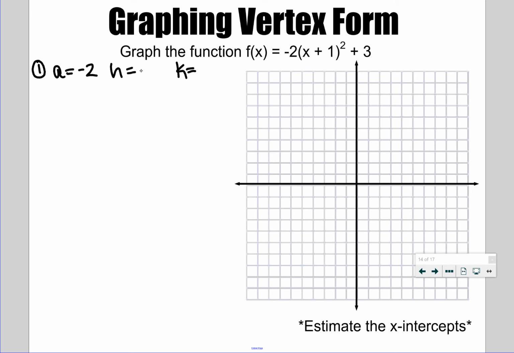H, the number inside the parentheses, remember it's going to be opposite of the sign that you see there because it's technically a minus. So there's really a -1 in there. That x plus 1 is really hiding an x minus -1. So you want to make sure, again, you always use the opposite sign for that H from what you see in the equation. K, the number on the outside, 3.